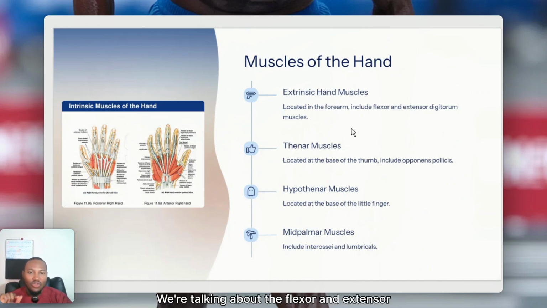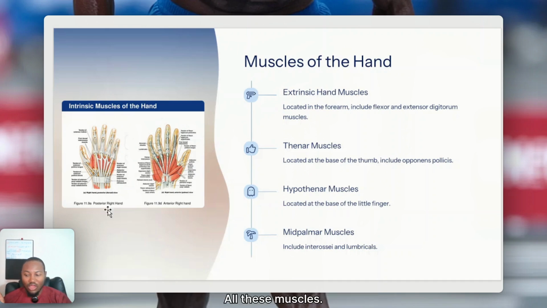Extrinsic hand muscles, you're talking about the flexor and the extensor digitorum muscles. Thenar muscles, right? You are talking about the ones that are located at the base of the thumb. Example is opponens pollicis. We have the hypothenar located at the base of the little finger, and we have the mid-palmar. All right? That's the lumbricals. Very, very important for you to be able to identify it.